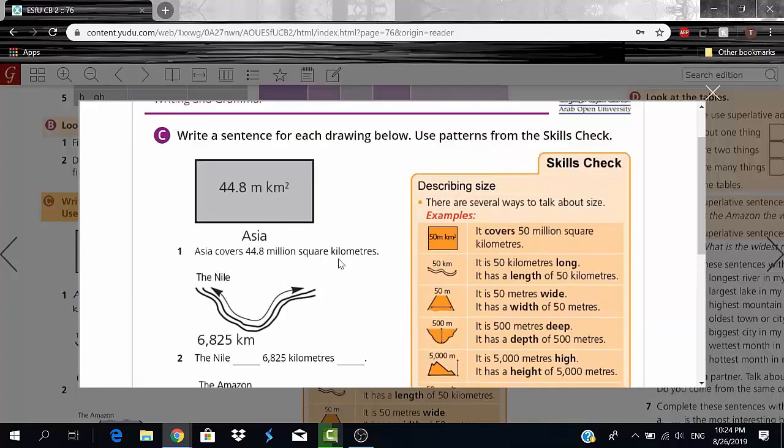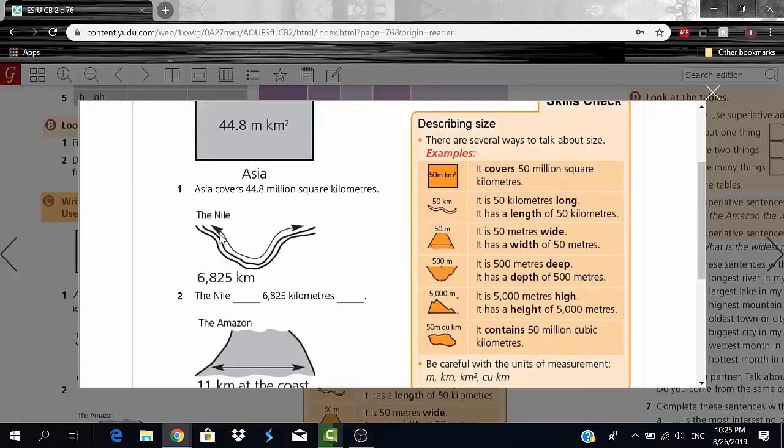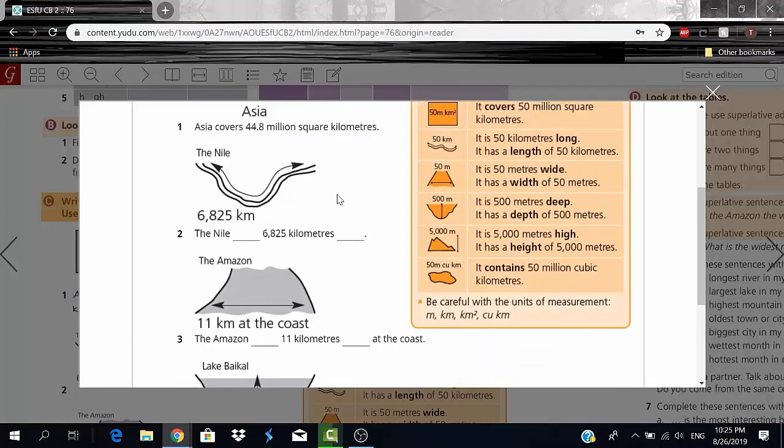Okay? Now, here we have Asia, right? And Asia is a really big continent. It's the biggest continent in the world. So we'll say, number one, Asia covers 44.8 million square kilometers, right? So here we have number two. Now we're talking about the Nile, okay? So the Nile is 6,825 kilometers. What is that, you guys? Long, okay? I gotta use the correct words, so long, okay?